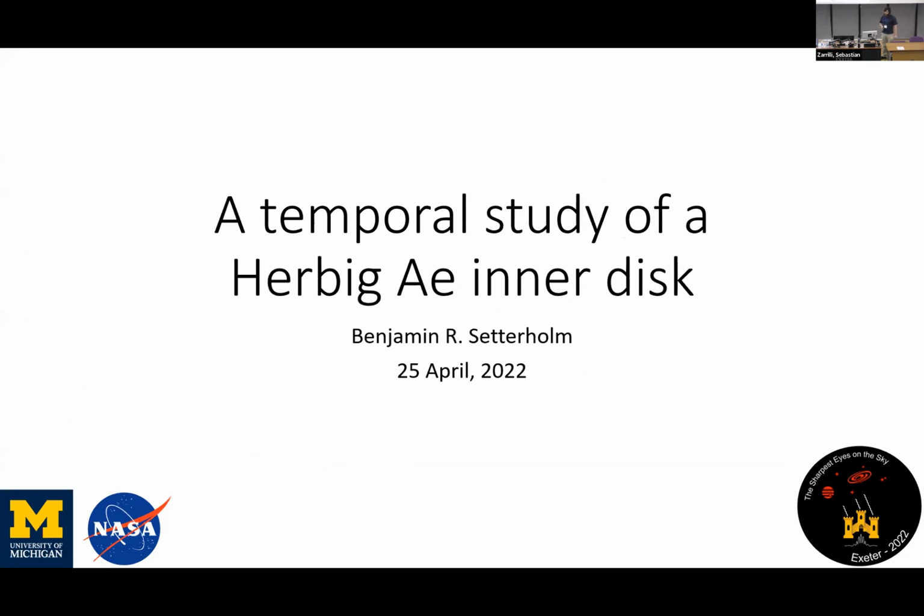And today I'll talk about looking at a particular Herbig disk, inner disk, to look for temporal changes.